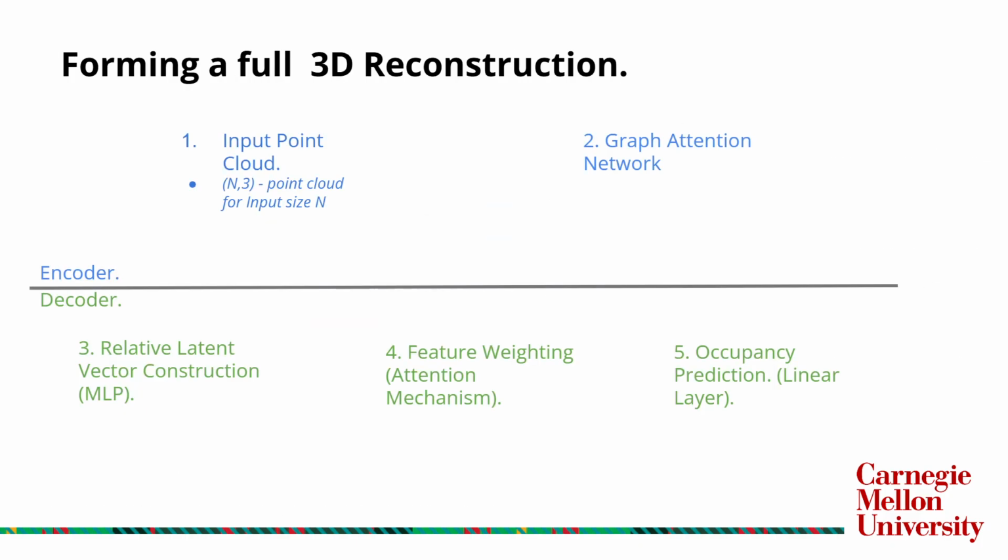In our approach, a point cloud is retrieved and passed through the graph attention network, and the latent representation is extracted through an MLP, and then a self-attention mechanism is applied to identify relevant points with respect to their neighborhood. Finally, a linear layer is used to predict the occupancy of a point relative to a surface.